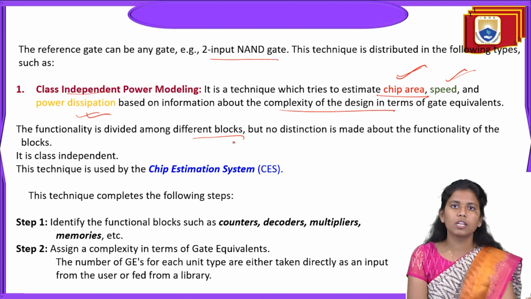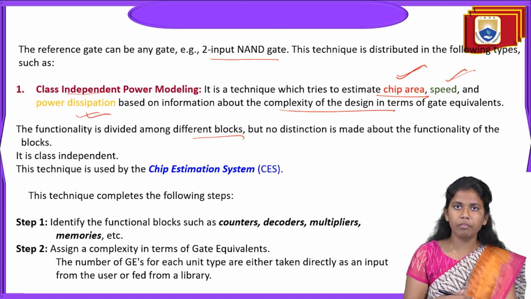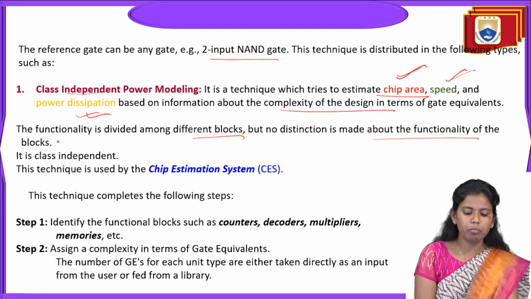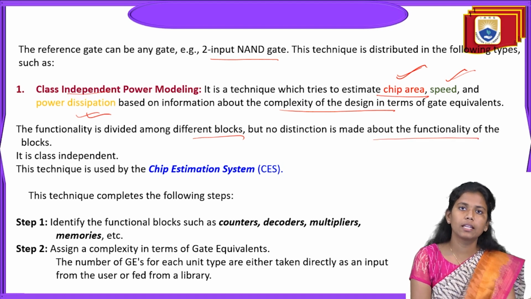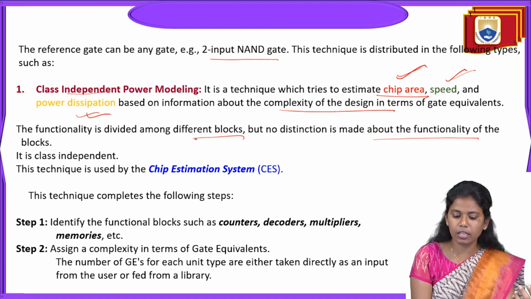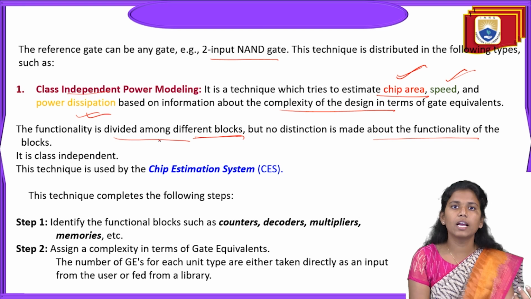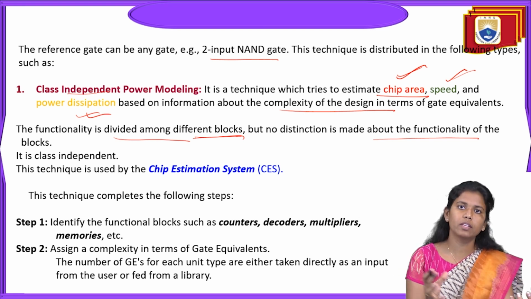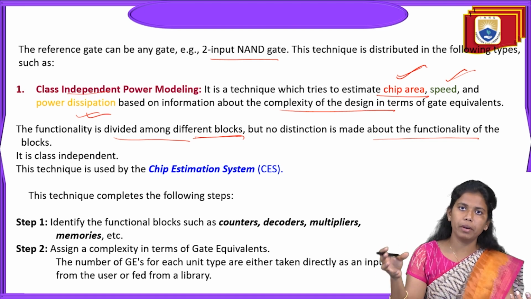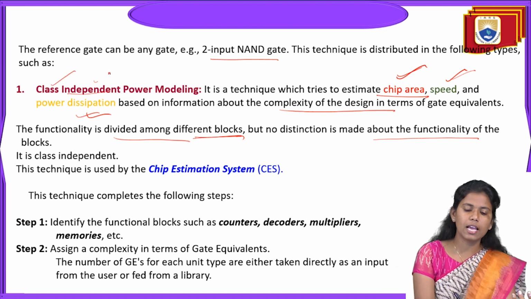The functionality is divided into different blocks, but no distinction is made about the functionality of the block. That means here we can say that the class is independent, where we cannot compare with the other thing. The functionality is made different among the different blocks. It is not together as one block. The functionality of different blocks can be observed independently. So that's the reason we are calling it class independent.